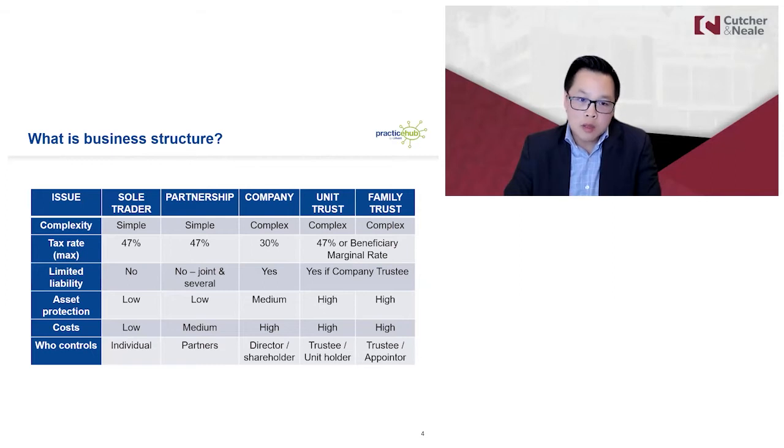From a complexity perspective, because there's no point being in a structure which is fantastic, but really complicated and doesn't actually achieve a commercial outcome for you. Is it really in your best interest to be in that structure? Sole traders, advantage, it's really nice and simple. Downside is that it's not necessarily the most tax effective vehicle.